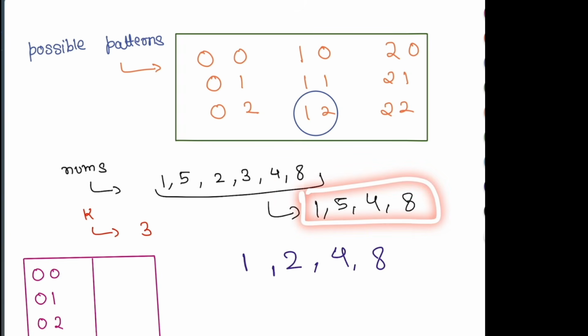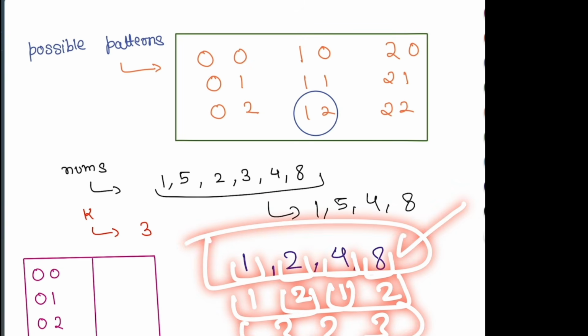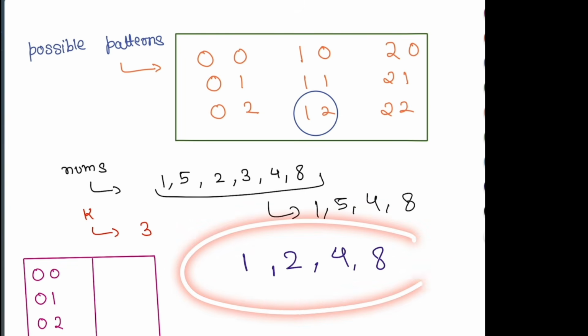Well, this was one possible subsequence. This is also a possible subsequence, right? 1 mod 3 is 1, 2 mod 3 is 2, 4 mod 3 is 1, 8 mod 3 is 2. 2 plus 1 is 3, 2 plus 1 is 3, and 1 plus 2 is 3. So even this is a valid pattern. I didn't know this pattern earlier, but while solving it right now, I got this pattern just from all the observations which we had. So this is also a valid answer.